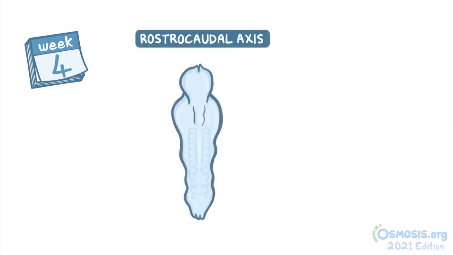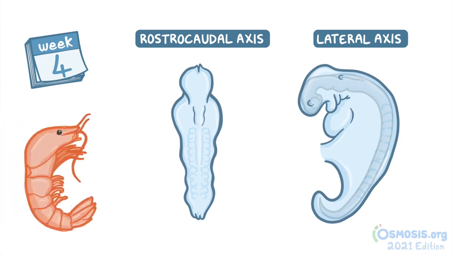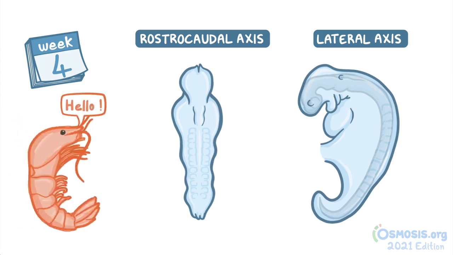By week 4 of development, as a result of the folding of the embryo along the rostrocaudal axis and the lateral axis, it takes on a more recognizably human form. But to be honest, it still looks more like a shrimp than a baby.